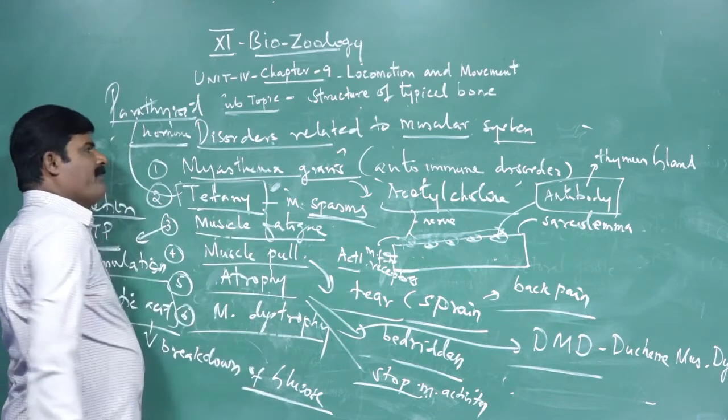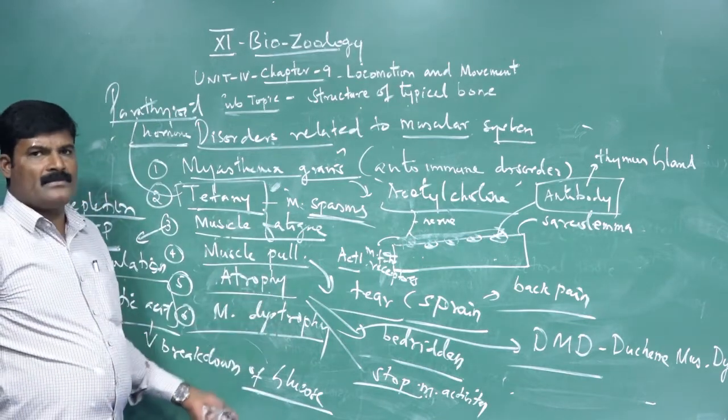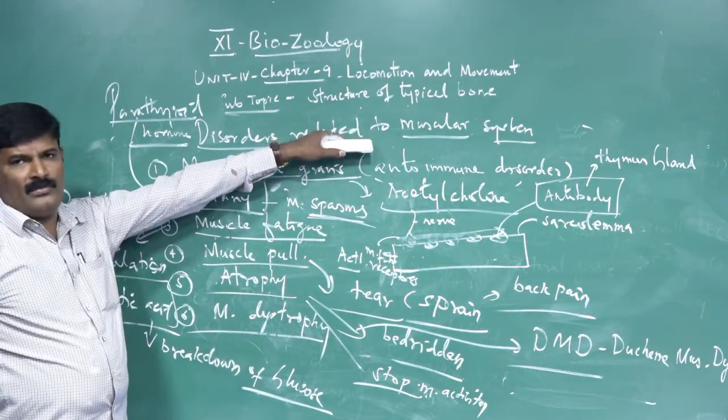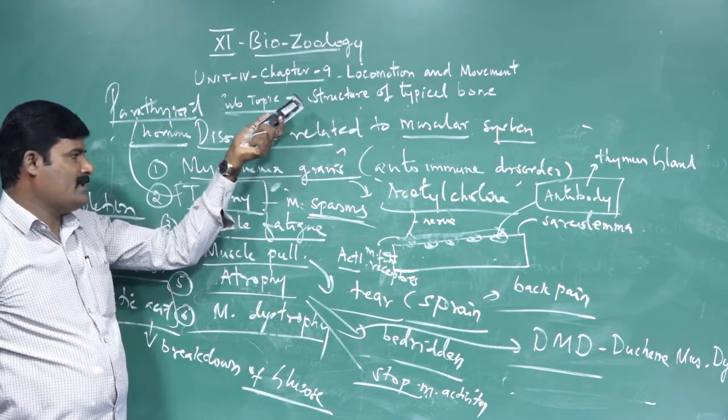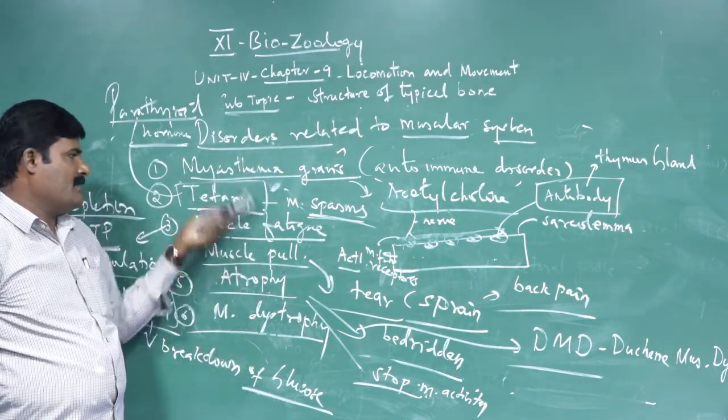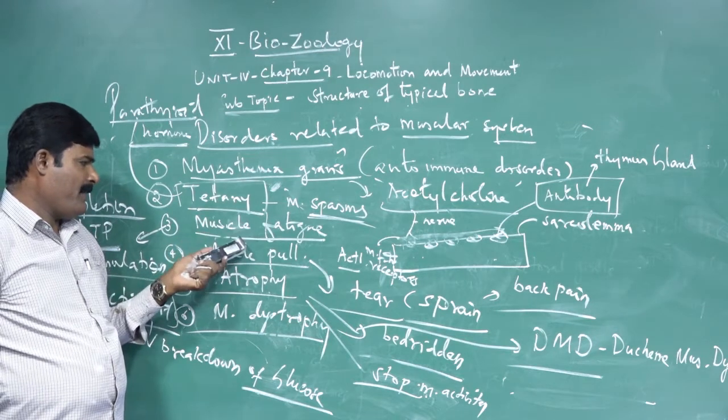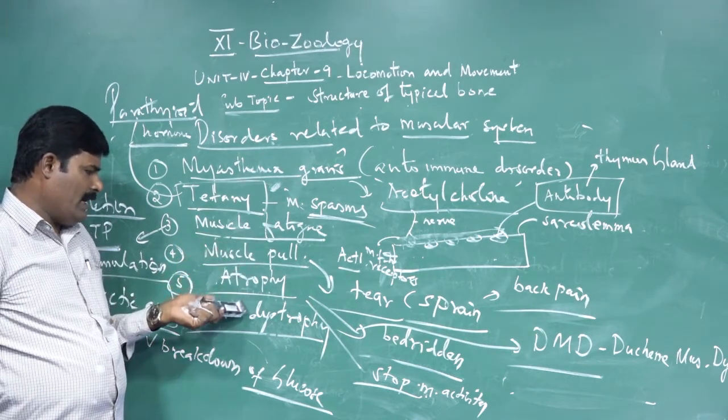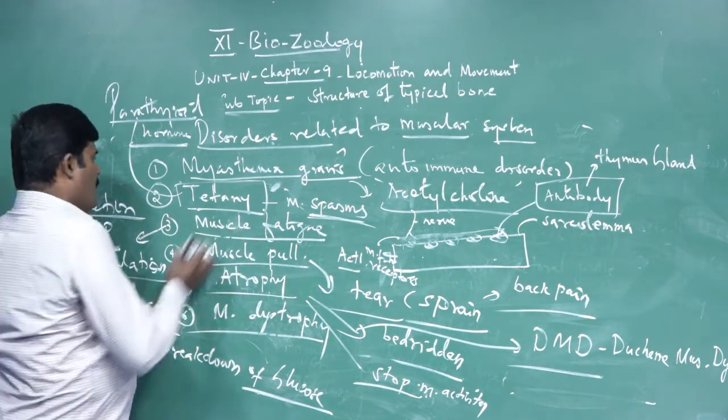So these are the kinds of problems related to the muscular system. Okay. So that is myasthenia gravis, tetany, muscle fatigue, muscle pull, atrophy, and muscular dystrophy.